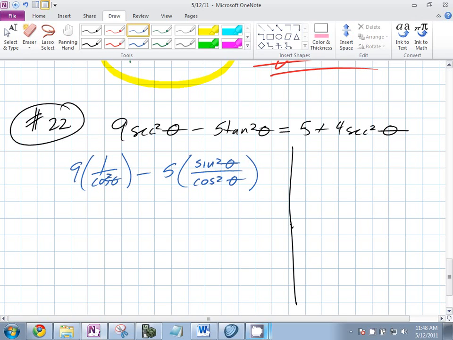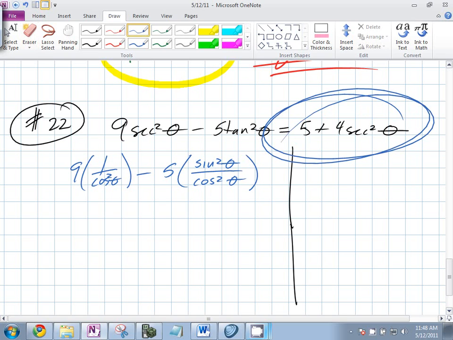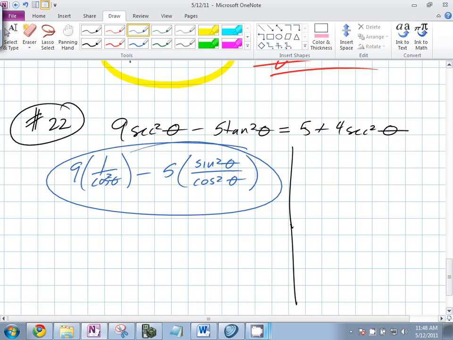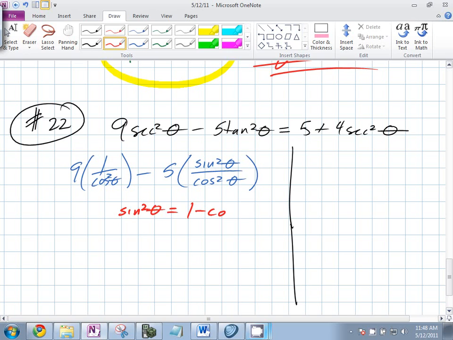Take a look over here. What is secant? Cosine. So maybe, are there any other trig functions in this other than cosine? No. We see a lot of cosines, but what do you have left? Sine squared. So, hint, what do you want to do? Yeah, what does sine squared equal? Yes. Please do that at this point. 9 times 1 over cosine squared theta minus 5 times 1 minus cosine squared theta all over cosine squared theta.